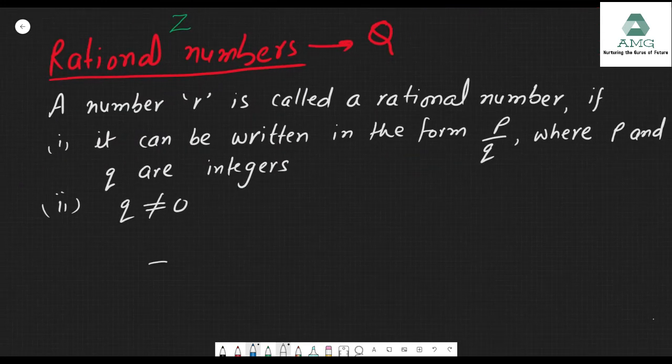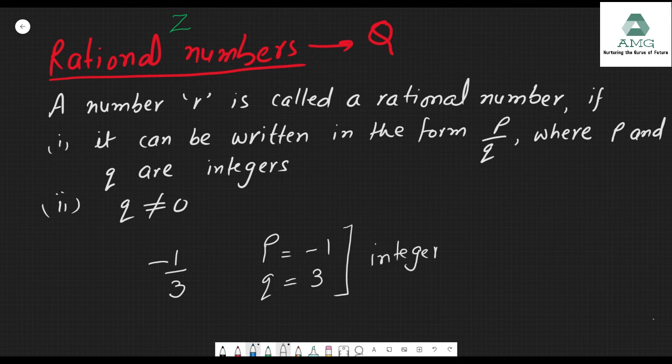To have a clearer understanding of this, let's take an example of a number which is -1 by 3 here. -1 by 3 is already in the form P upon Q. Let's check for the values of P and Q. P here is -1 and Q is 3, which of course are integers. Let's check for the second condition, which is Q should not be equal to 0. So here Q is 3, which is obviously not equal to 0. So satisfying both our conditions, that's why we can say -1 by 3 is a rational number.